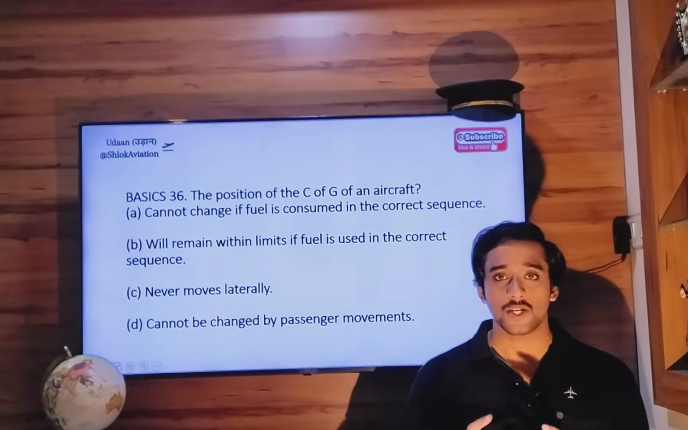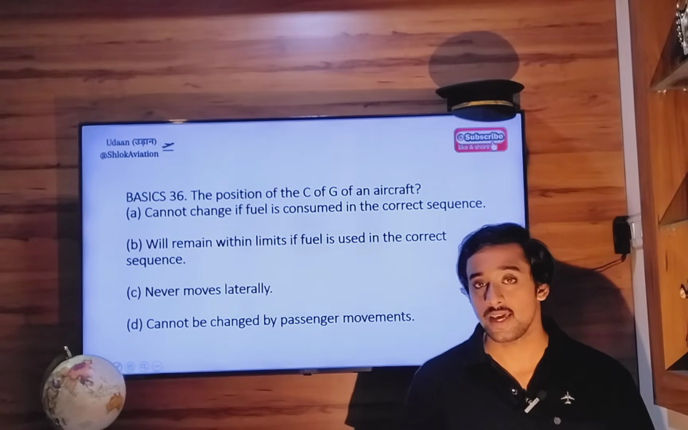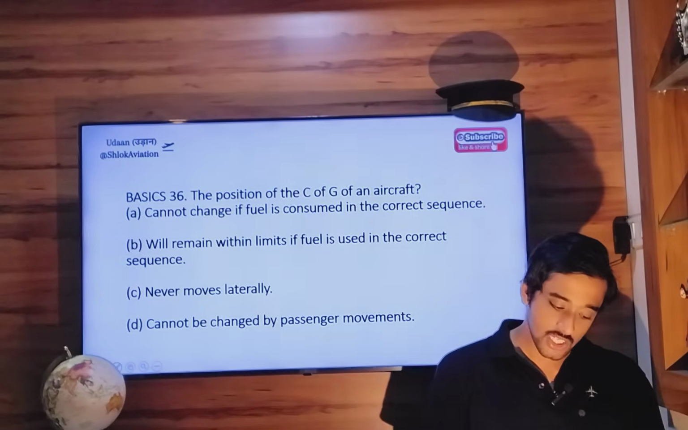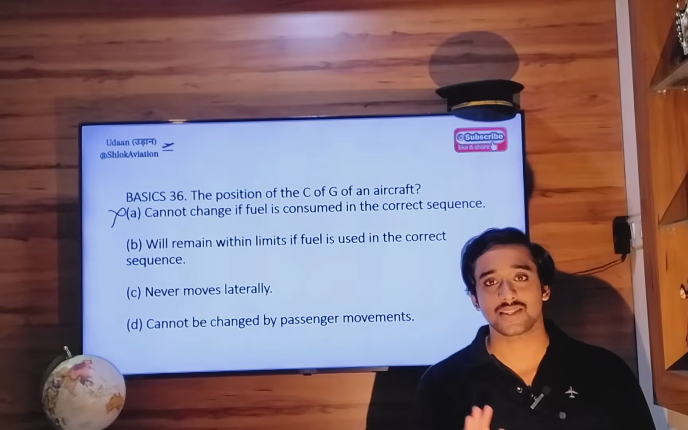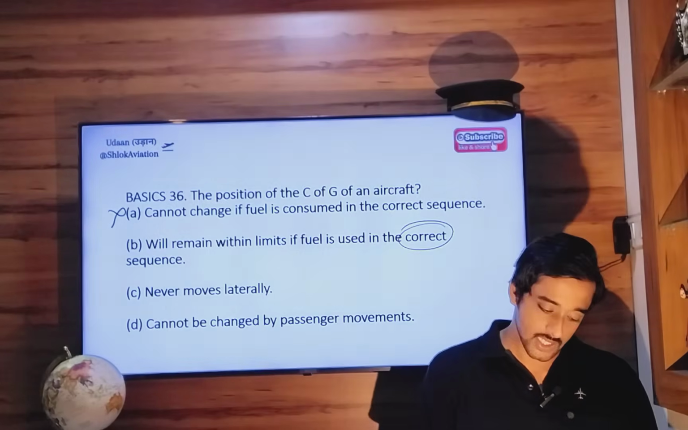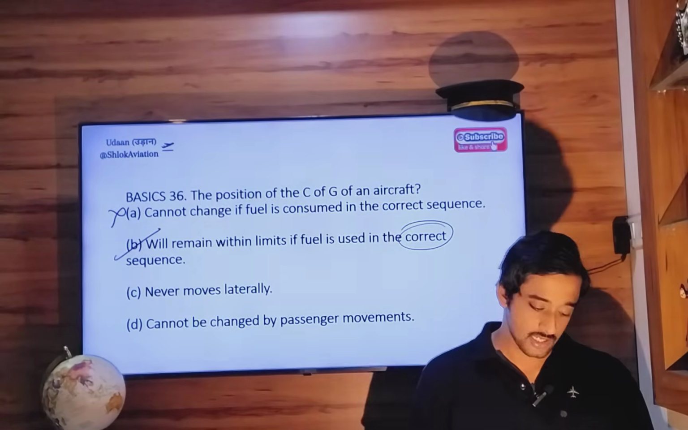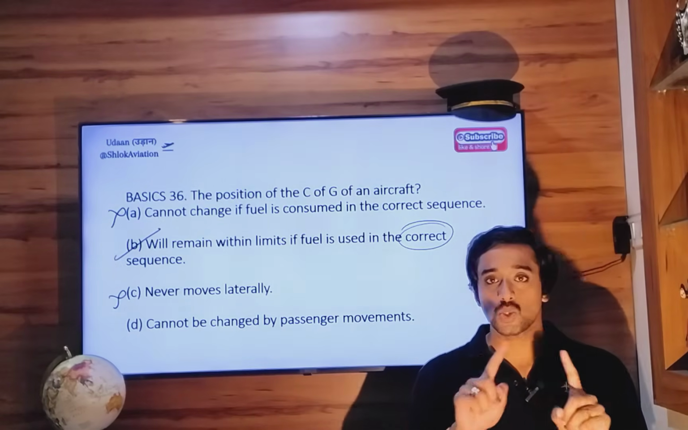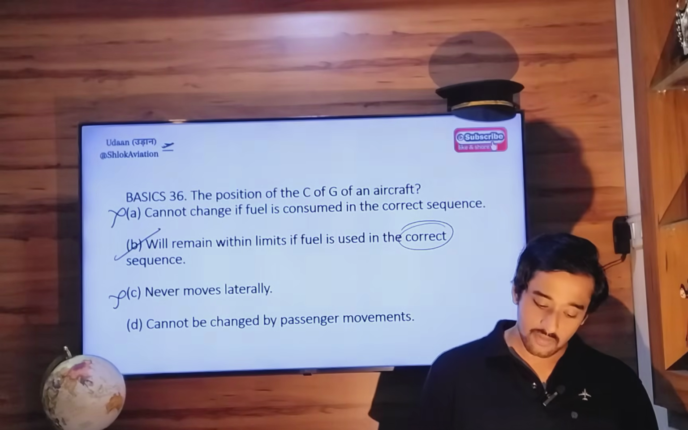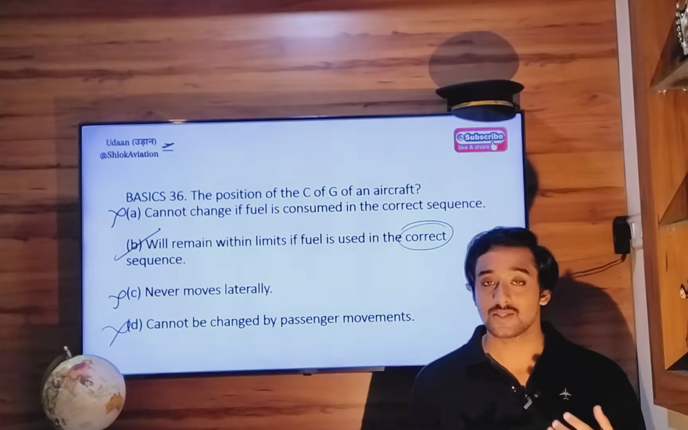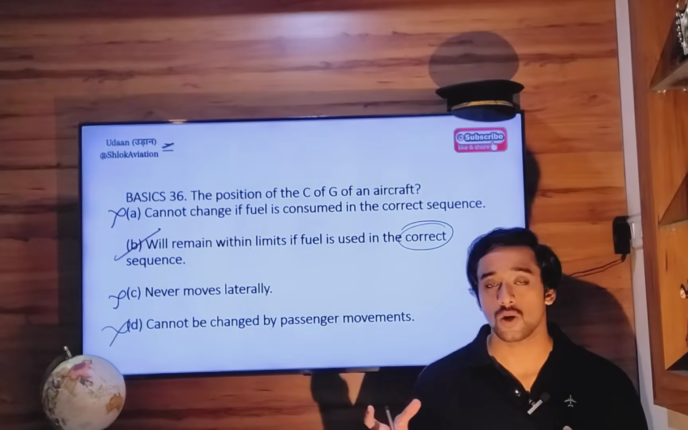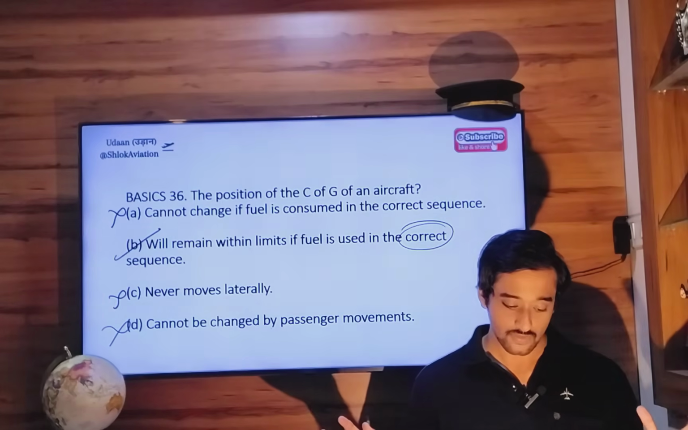And accordingly, the center of gravity position will move longitudinally and it can also move laterally. So remember this point also. It does change, but the change is within the acceptable limits. Will remain within limits if fuel is used in the correct sequence? Yes. Never moves laterally? It does move laterally, so wrong. Laterally means wingtip to wingtip. Longitudinally means straight ahead, nose to tail. Okay. Can't be changed by passenger movements? It can be changed as passengers get up from the seats to go to washrooms, restrooms, or just for some other reasons.